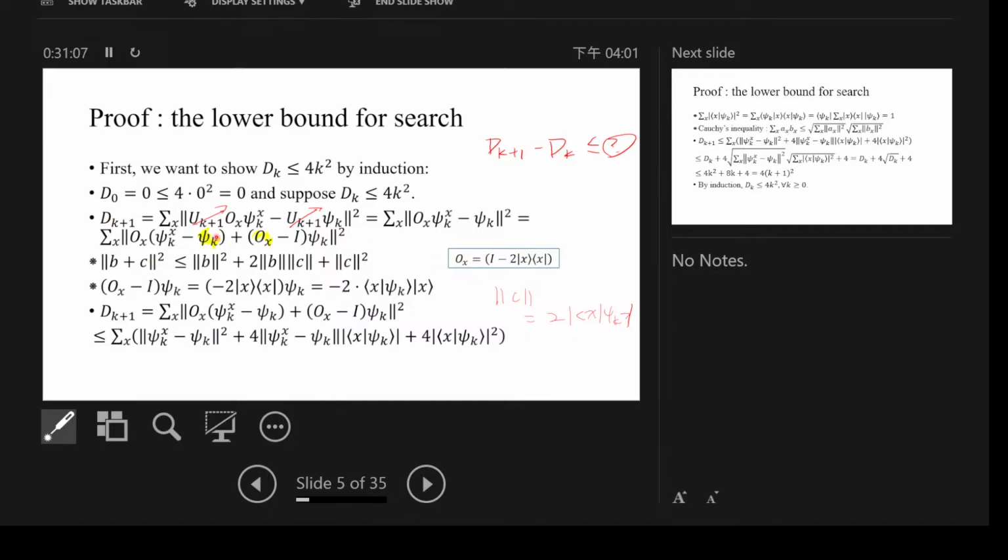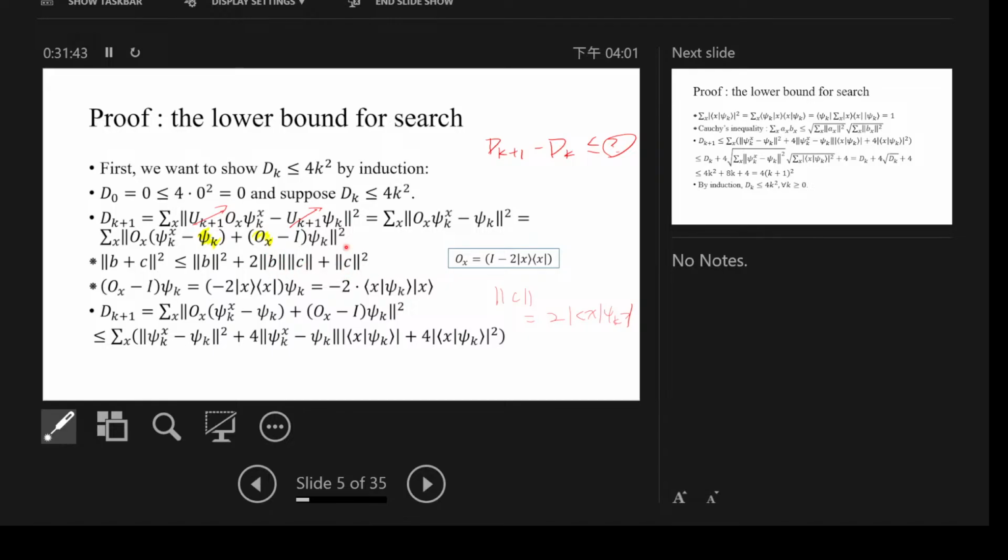Now we have a summation of a whole bunch of terms and a whole bunch of norm-squared terms. And we have a norm square of two things. Remember, this is still a matrix multiplying a vector, so this is a vector and a vector. Let's call this vector B and this vector C. It's easy to show that norm of b plus c squared is less than or equal to norm b squared plus 2 norm b norm c plus norm c squared.